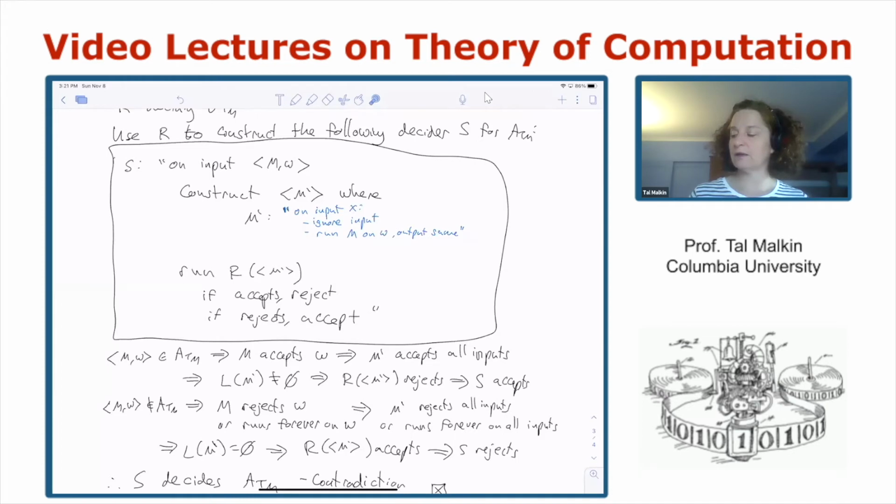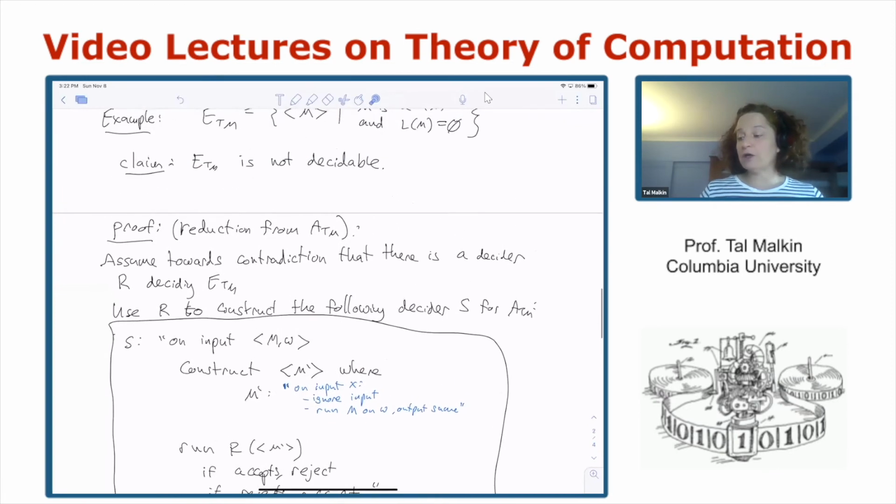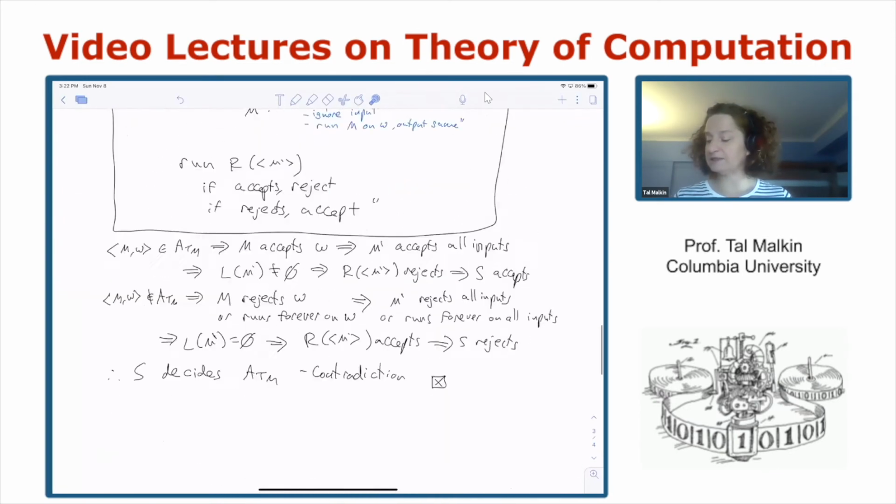I just write the code that on input X, ignores the input, and then copies the code from M on input W. There's a difference between running M prime and just writing the code. I want to write the code for M prime because I want to give it as input to my supposed decider R, which will tell me whether or not M prime accepts anything at all, and which will help me figure out whether or not M accepted W. Okay, so now we know that ETM is not decidable as well. Let's see another couple examples.